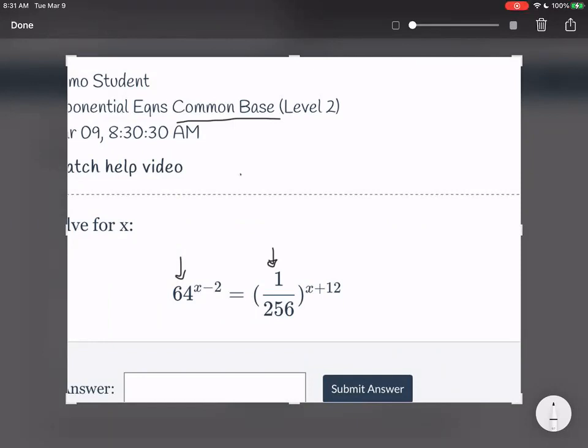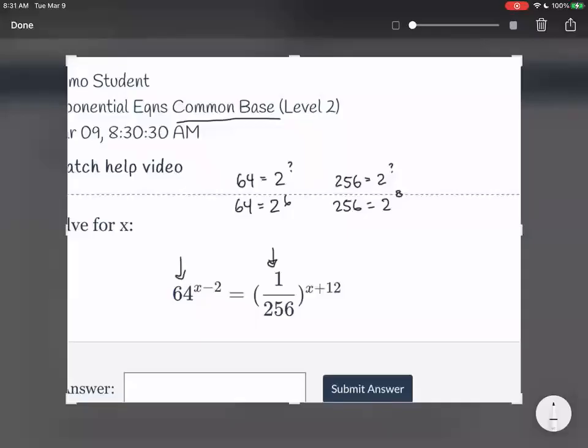Okay, so let's see. 64 is equal to 2 to the power of something. Let's figure out what that something is. And we also have 256 is equal to 2 to the power of something, and we're going to figure out what that something is. So I'm going to pause the recording and try it out on my calculator. Okay, so I found out that it's 2 to the power of 6, that gives us 64, and 2 to the power of 8, that gives us 256.